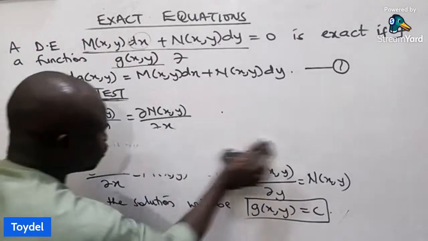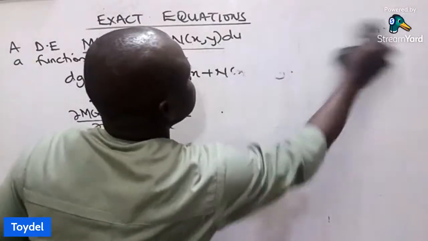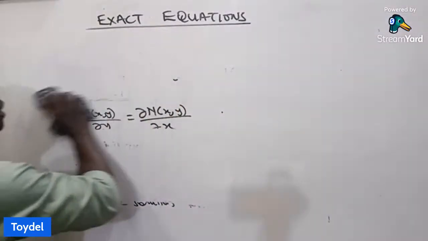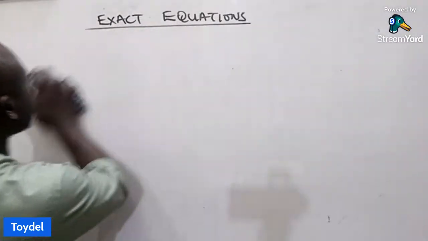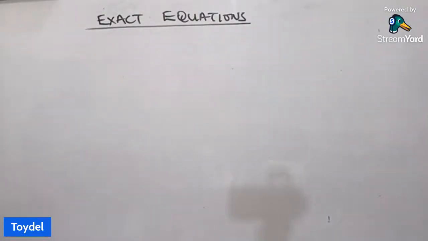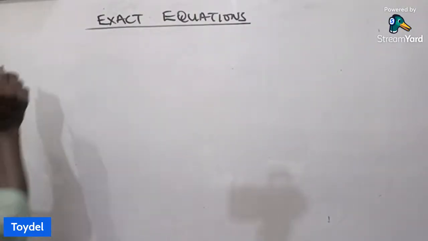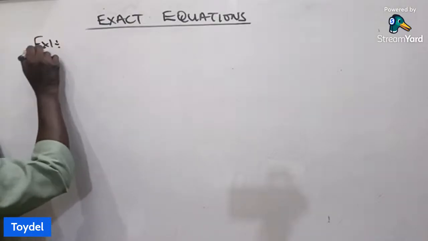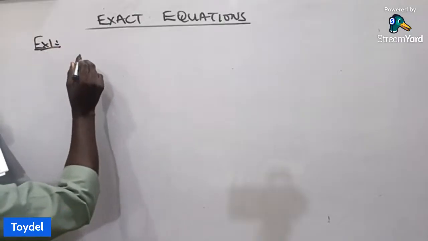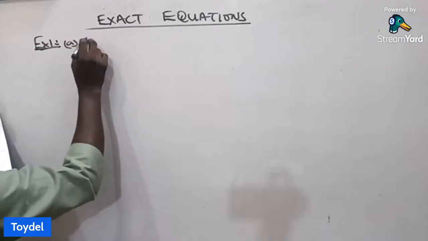So let's give an example. In order to buttress this point, I'm going to use a particular example to explain better, so that we understand what I'm saying about the partial differential equation. So let's say this is example 1. The a part of the example.